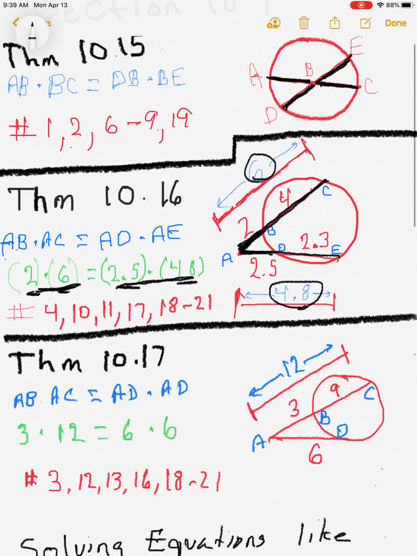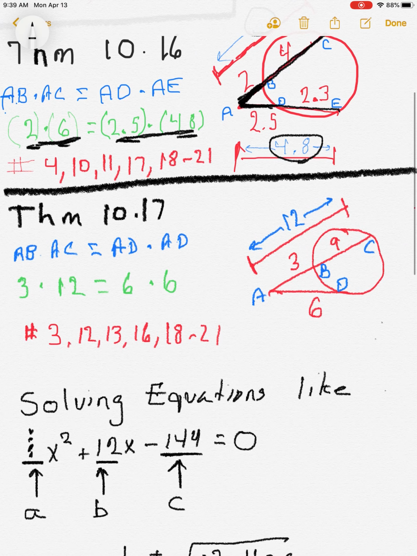The third theorem involves a tangent and a secant. The law says that the tangent squared is equal to the external part times the total. In other words, AD squared equals AB multiplied by the total AC. 6 times 6 is 3 times 12. Problem number 3 is an example of this.